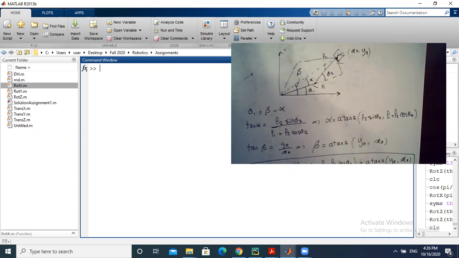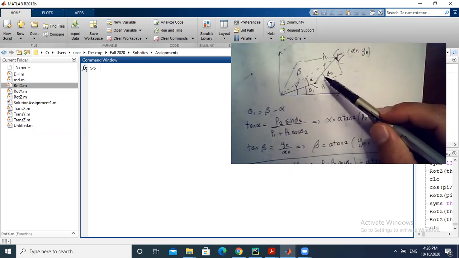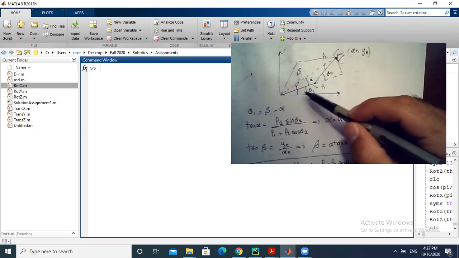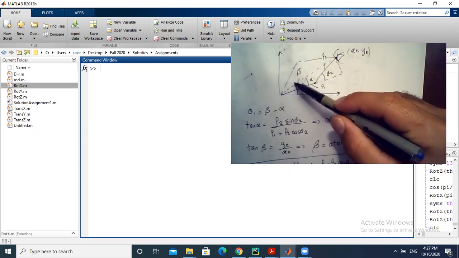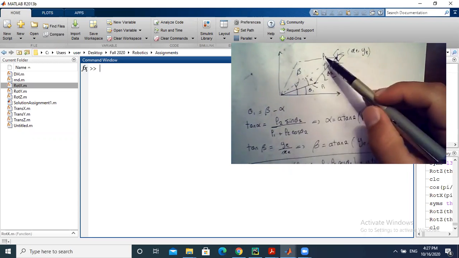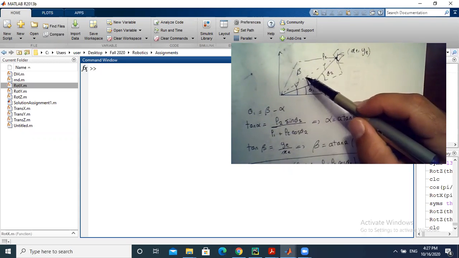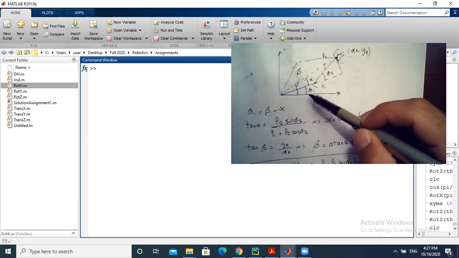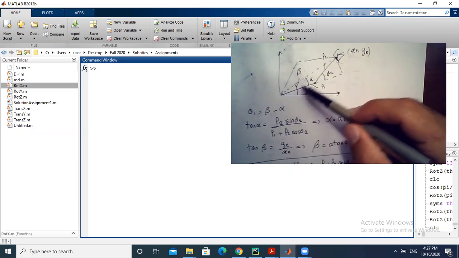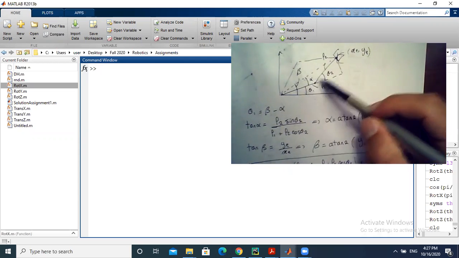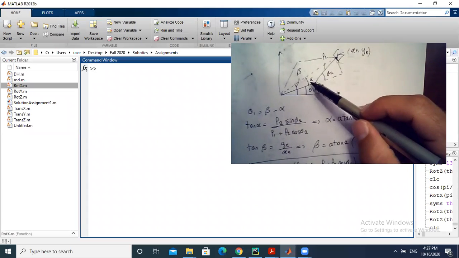The way we find theta 1 is, now we have theta 2 already. We can find theta 1 by looking at the difference between these two angles. Beta is the angle that this virtual line makes with the x-axis, and alpha is the angle that this virtual line makes with length 1. And theta 1 is nothing but beta minus alpha, right? Now I've already solved theta 2, so I can find alpha.